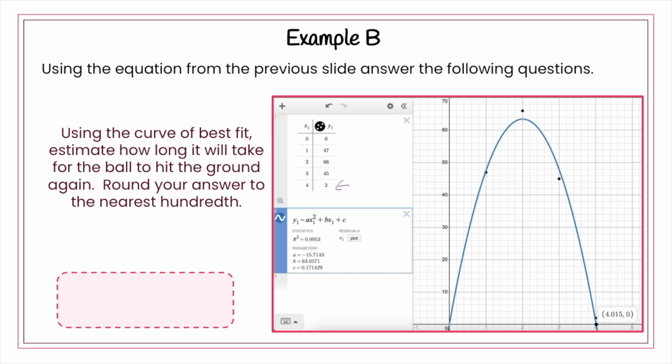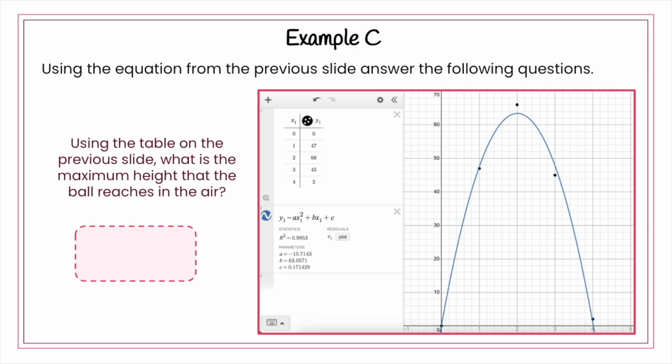And in this case, we've dragged our line to that point on the graph when the height would be 0. And we see that it is going to be 4.015. And that's going to be seconds because, again, this was taken in time by seconds. Now let's take a look at the last example.